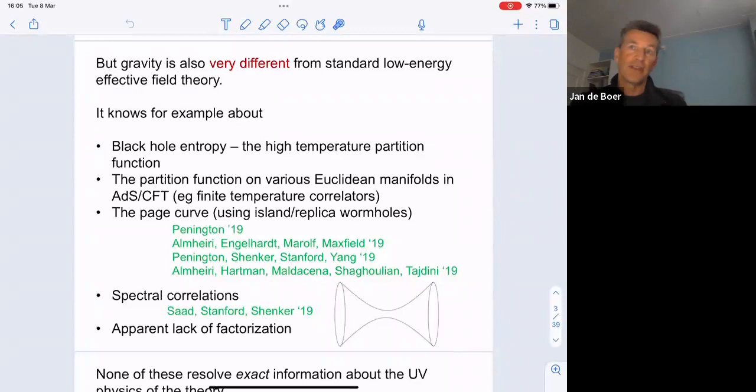More generally, in AdS/CFT, for example, you can put the boundary field theory on some arbitrary Euclidean manifold, find a corresponding semi-classical bulk solution that has that boundary, and compute the partition function of the field theory on that Euclidean manifold. You can also compute correlators on that manifold. And that is not something that you can do in ordinary low energy effective field theory, because you don't have the gravitational freedom in it.